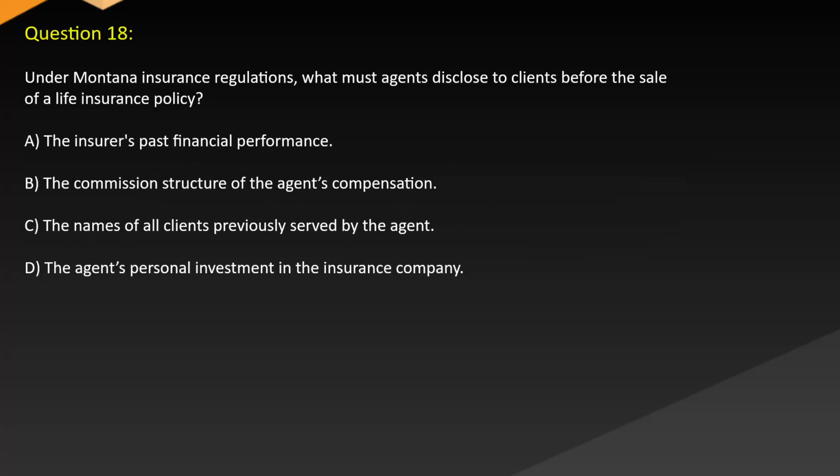Question 18. Under Montana insurance regulations, what must agents disclose to clients before the sale of a life insurance policy? A. The insurer's past financial performance. B. The commission structure of the agent's compensation. C. The names of all clients previously served by the agent. D. The agent's personal investment in the insurance company.